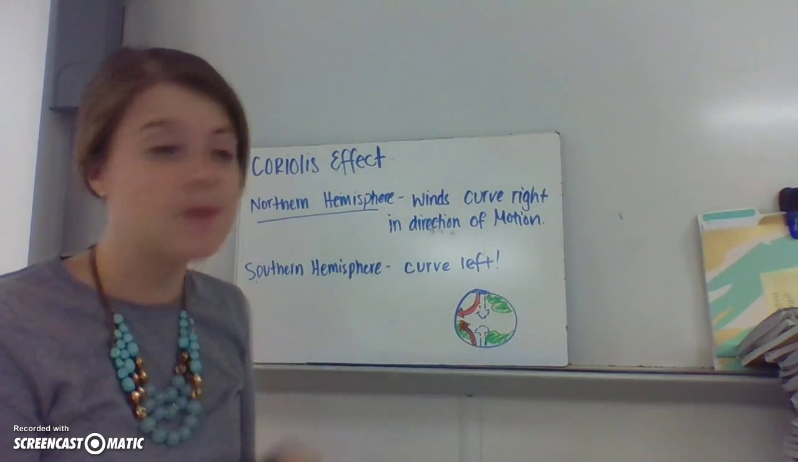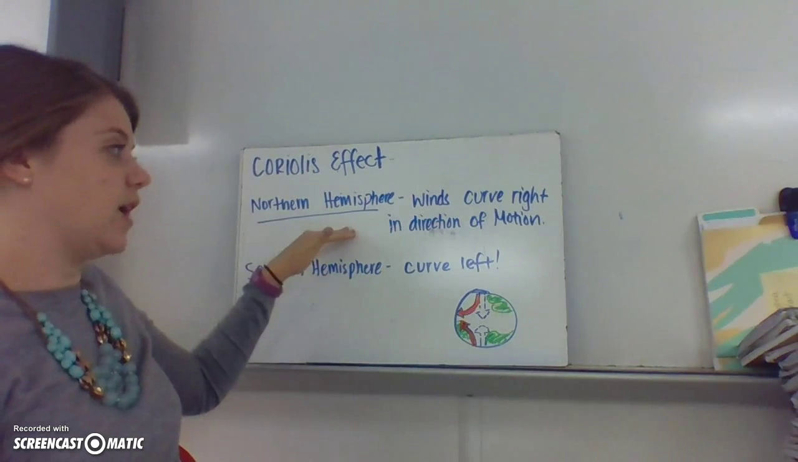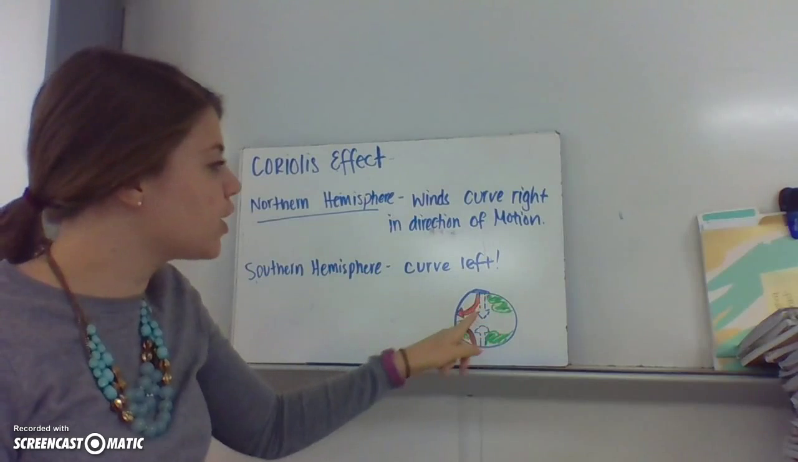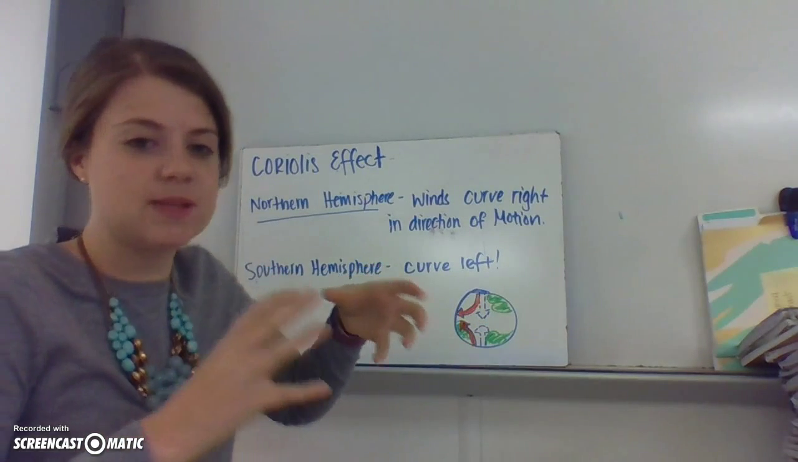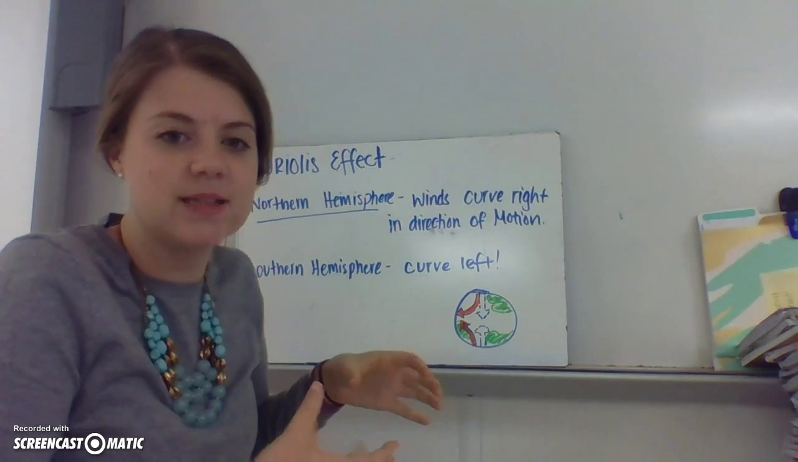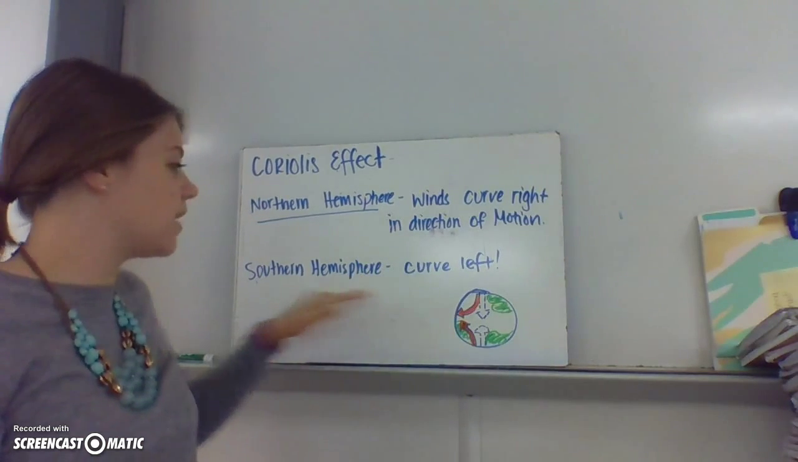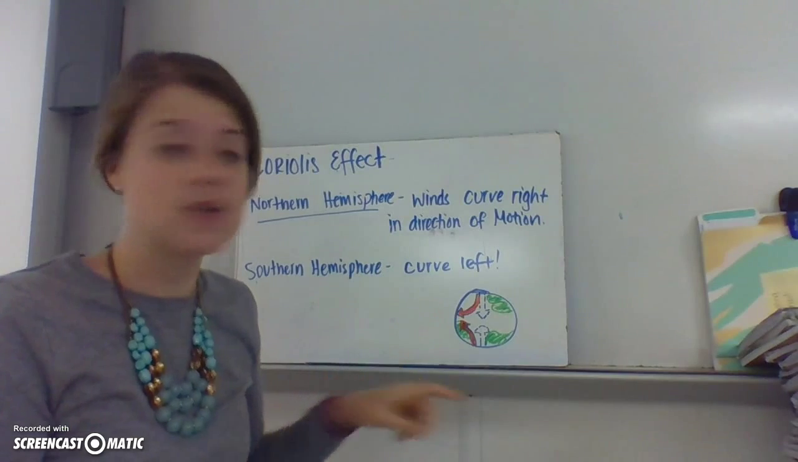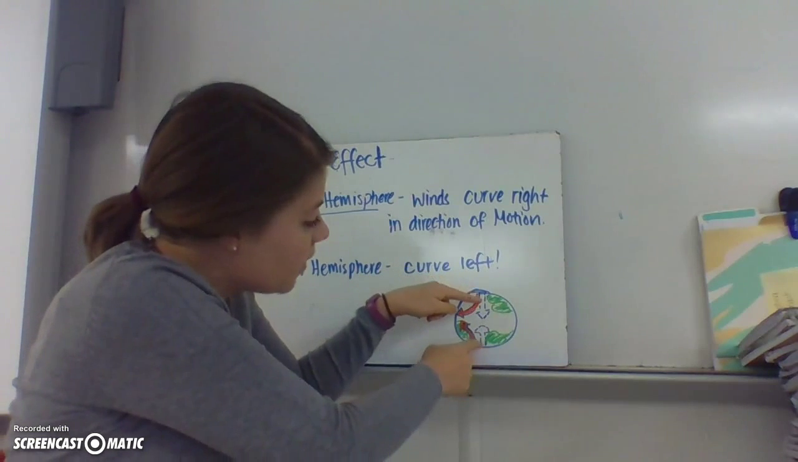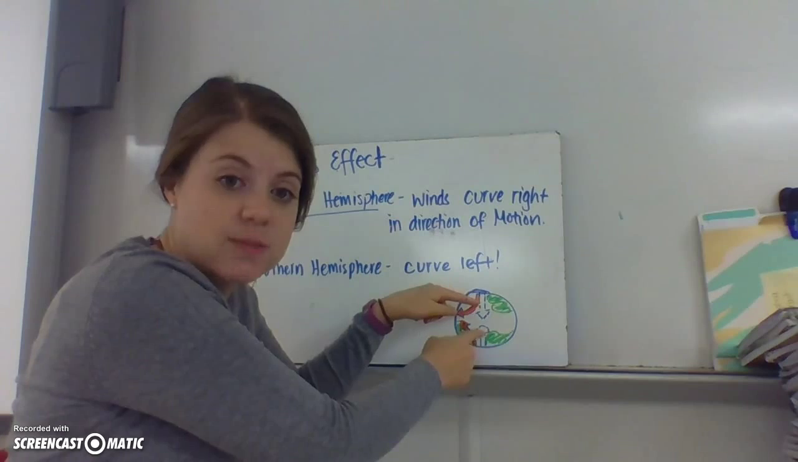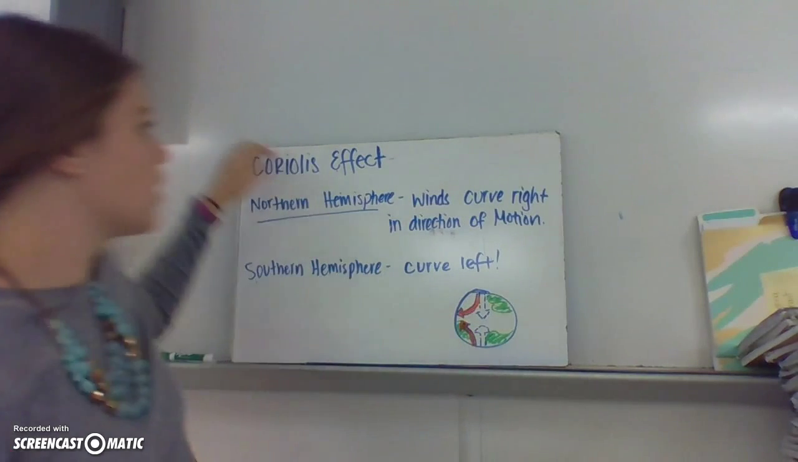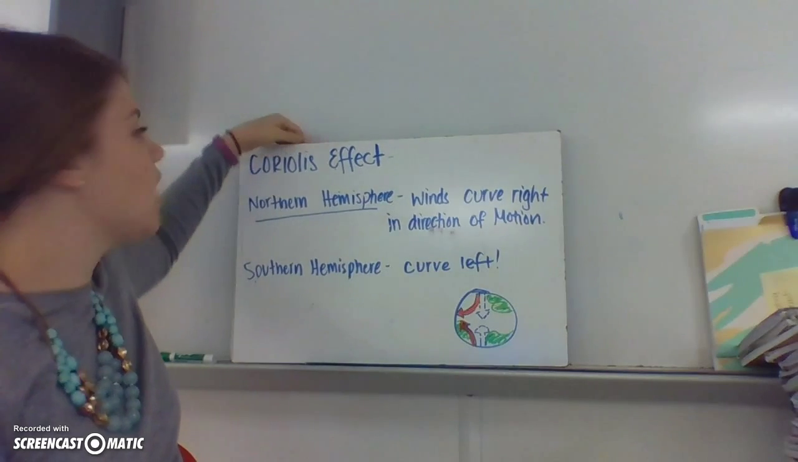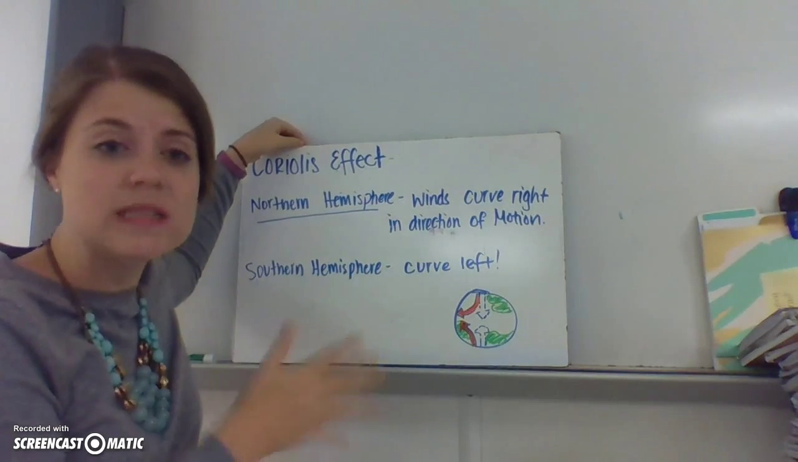Coriolis effect. In the northern hemisphere, winds are going to curve to the right in the direction of motion. All right, so if the Earth's spinning this way, they're going to curve to the right. However, in the southern hemisphere, they curve to the left. So you see, instead of going straight, because the Earth is spinning, they curve. All right, and that's the Coriolis effect. We see this not only in wind, we see this in oceans and all of that as well.